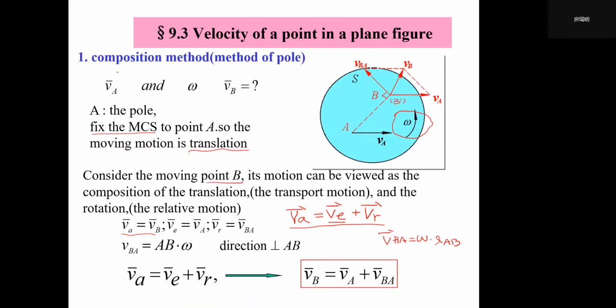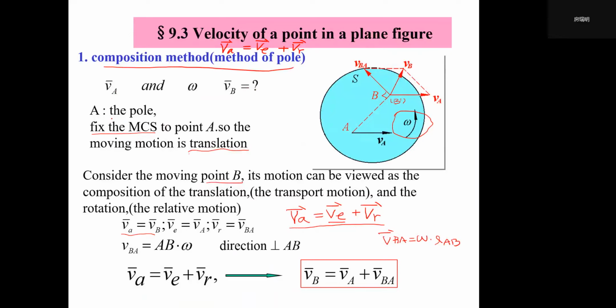So you see, the composition method is more like what we have learned. We have learned that absolute velocity equals transport velocity plus relative velocity VR. But here we are talking about just one plane figure. We know that this plane figure has a complicated plane motion.